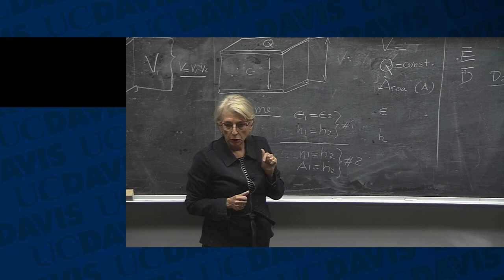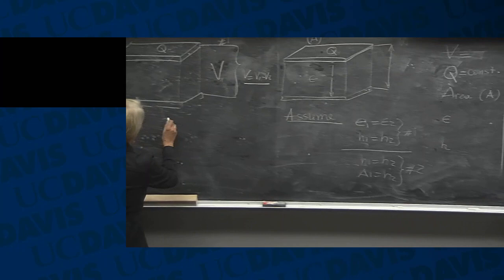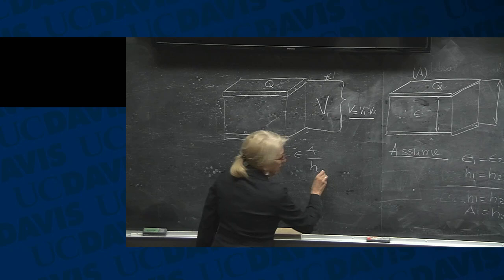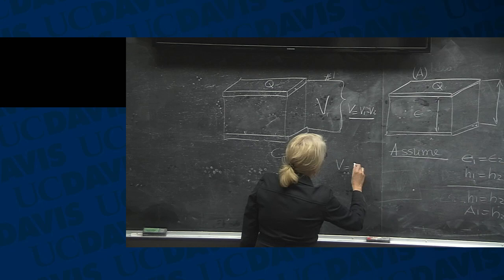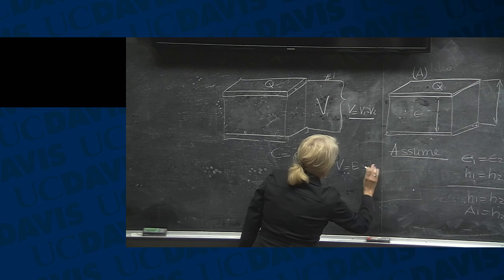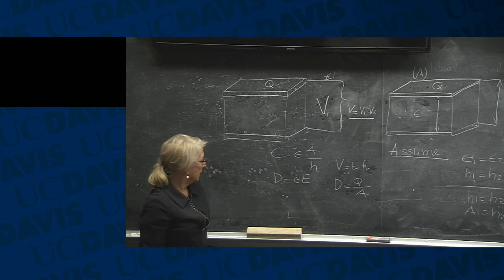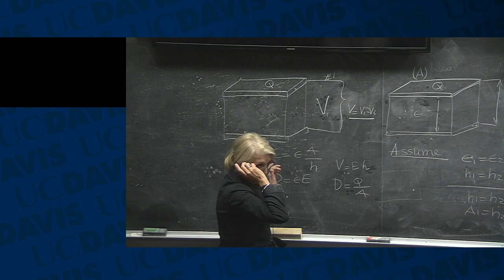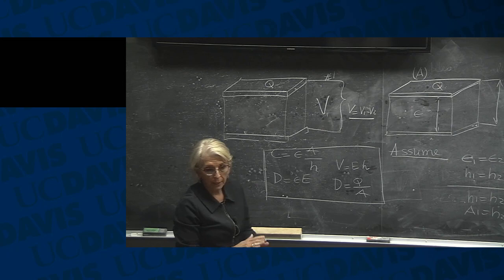Is that okay? All right. This is an example of how you take the formulas that we found. What are the formulas? One is this one. What is the other one? D. What is the other one? V, which is E H. And then the other one, D, that is Q over A. All right? So these are your four equations. And then you can use those to find what happens if you fix some parameters, what happens to the others. It's just a practice. All right?